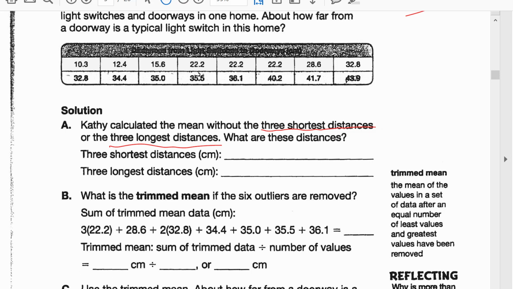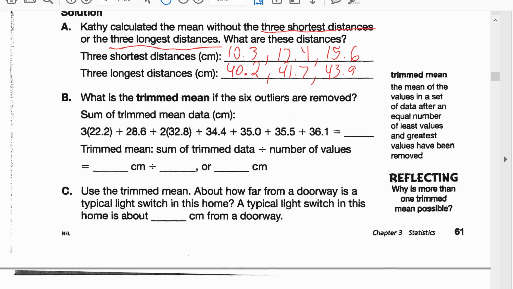So the 3 short distances are 10.3, 12.4, and 15.6 up here. And the 3 long distances are 40.2, 41.7, 43.9. What is the trimmed mean if the 6 outliers are removed?